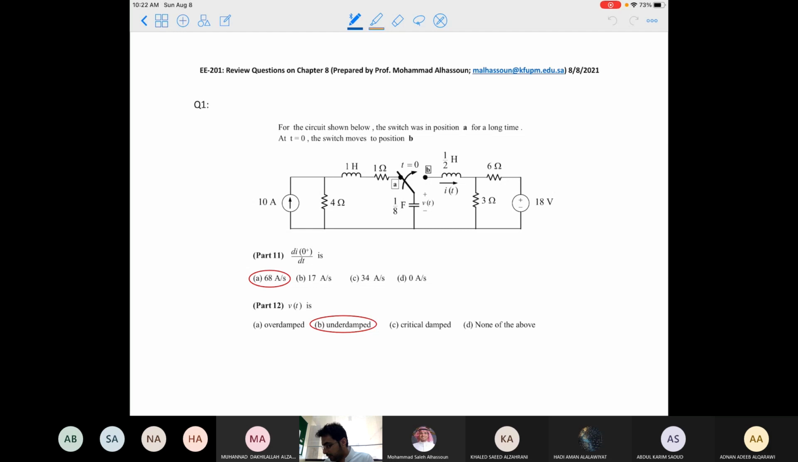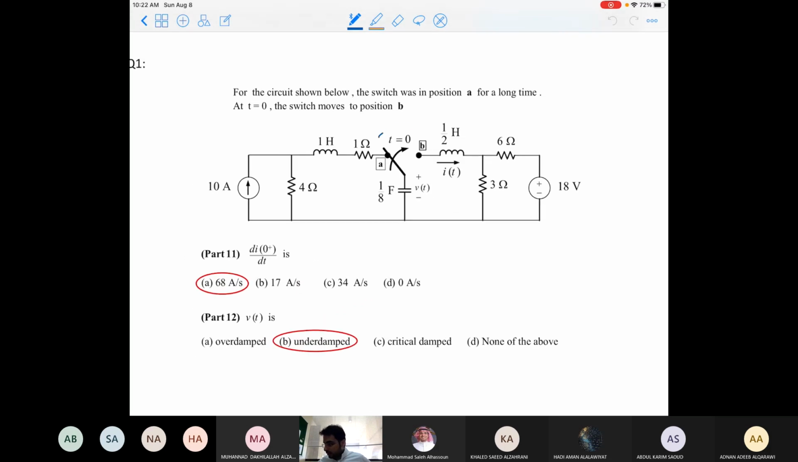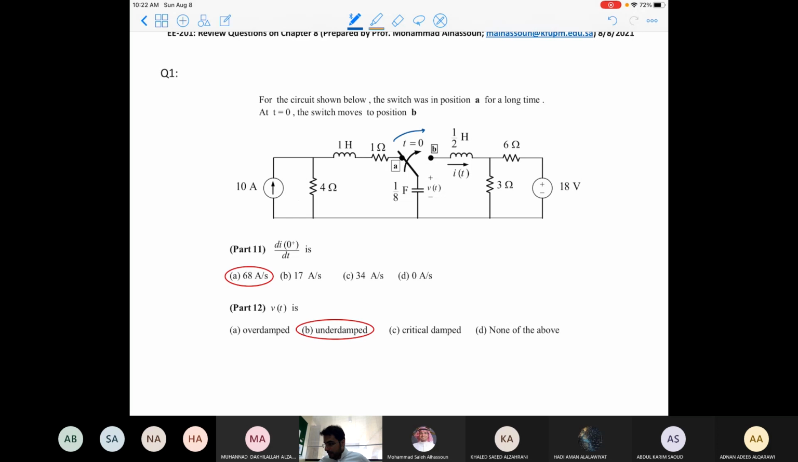Let's start with this question. This one was taken from an old exam, and this question is asking you about a switch. The switch was originally at position A here. Then at t equals 0, the switch moves to position B. And the first thing that you've been asked about is what is di/dt, the initial value of the derivative of the current.